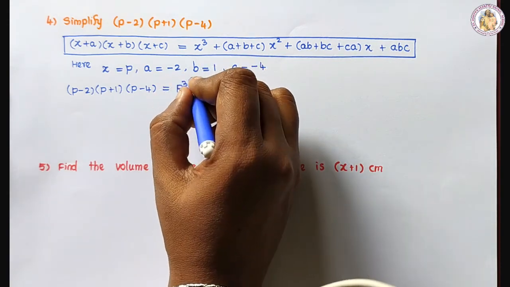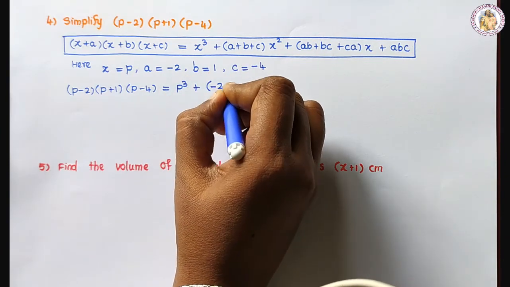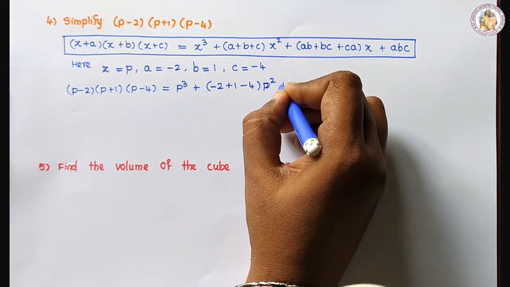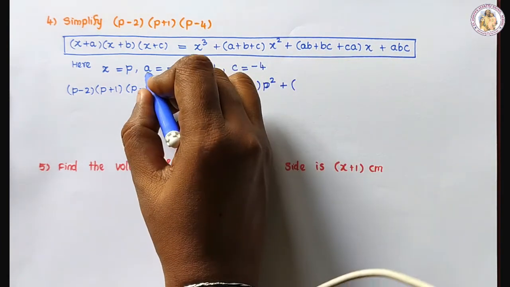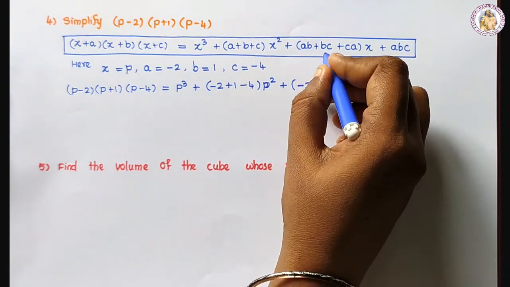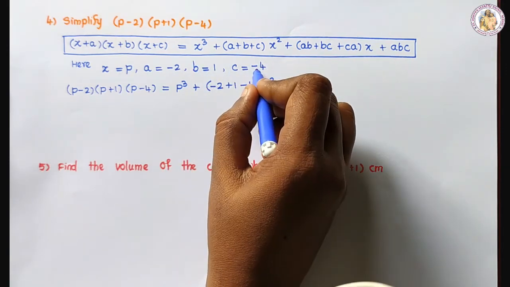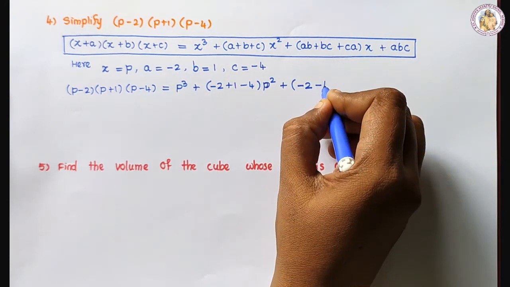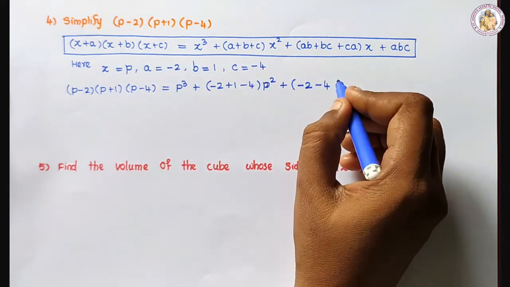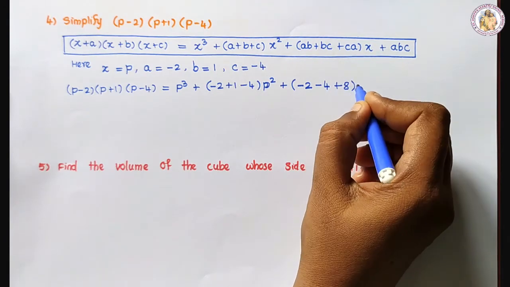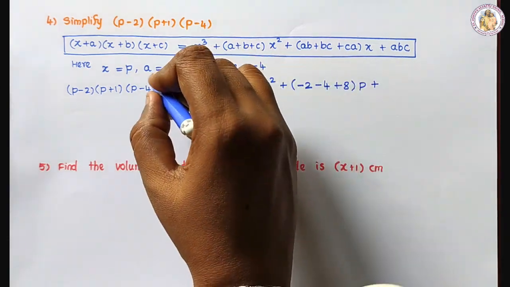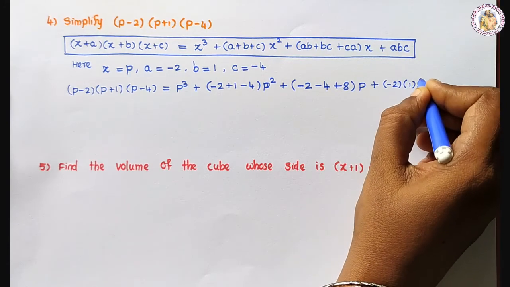Add these values of a, b, c: minus 2 plus 1 minus 4, into x square, that is p square, plus ab, a into b, that is minus into plus, minus 2 1 is 2, and bc, plus into minus, minus 1 4 is 4, and then ca, c and a, minus into minus plus 2 4s are 8, into x, that is p, plus abc, minus 2 into 1 into minus 4.